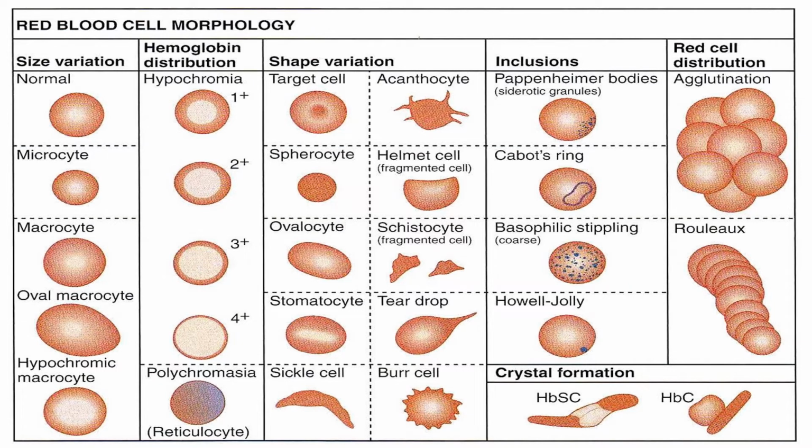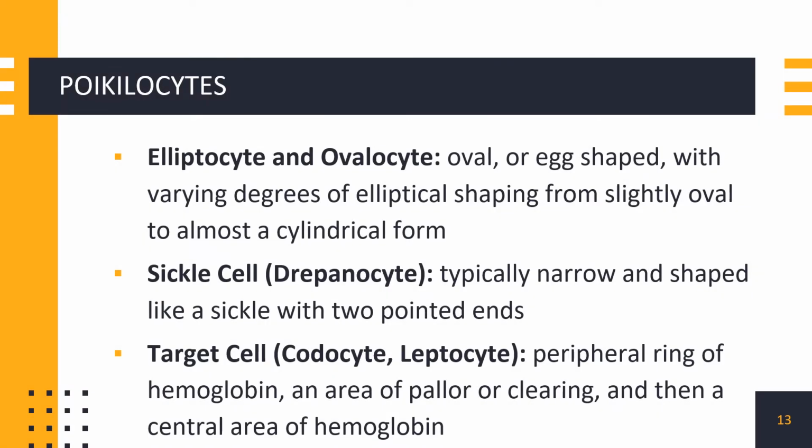Here is an illustration showcasing size variation, hemoglobin distribution, shape variation, inclusions, and red cell distribution affecting RBCs. I'm going to discuss each one of them as we progress in this particular virtual lecture. Poikilocytes are numerous, and I'm going to discuss each one of them in the succeeding slides. I'm going to start with the terms elliptocyte and ovalocyte.